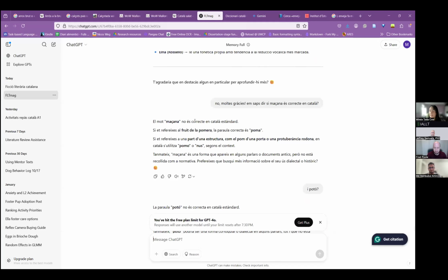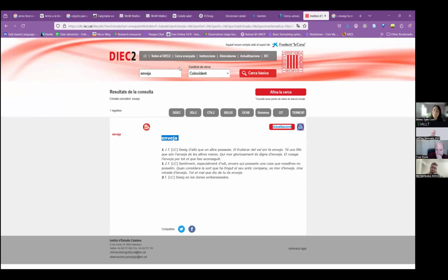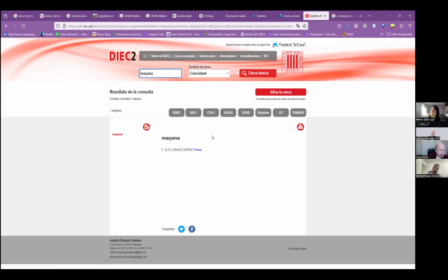As with many languages, there are words that can take different shapes. One of them is apple, which we say poma in my dialect, but masana is also correct. And I asked it, and it said no. However, when you go to the official dictionary and simply type it, it is indeed included in the official dictionary, which is open access.